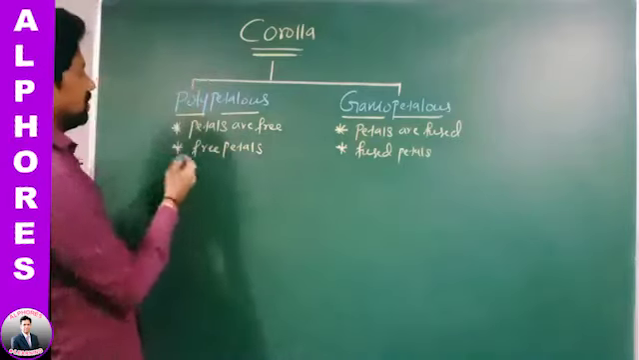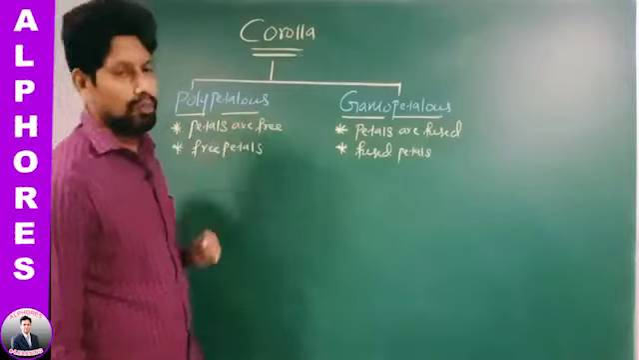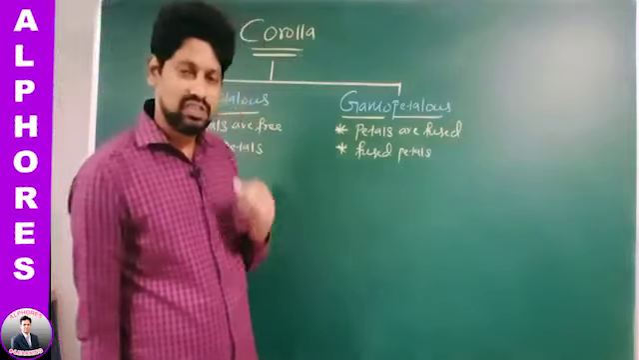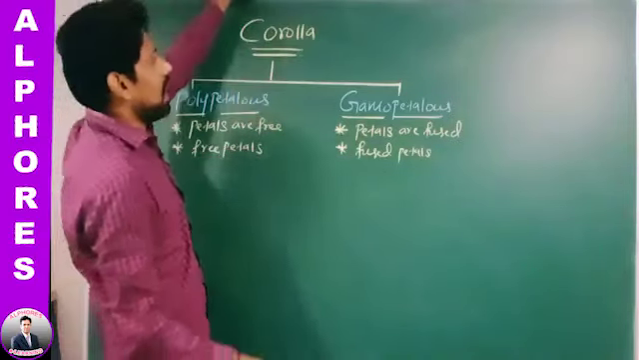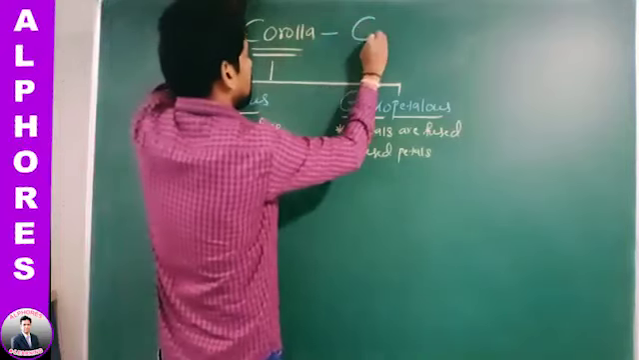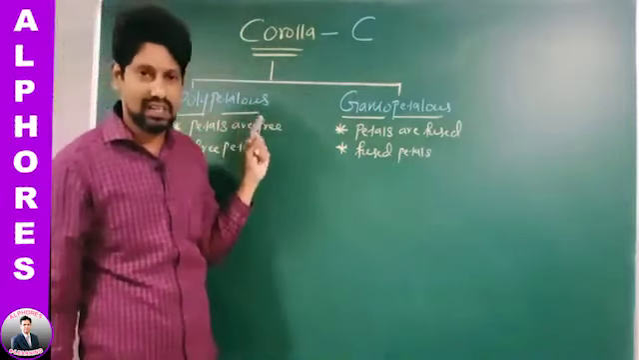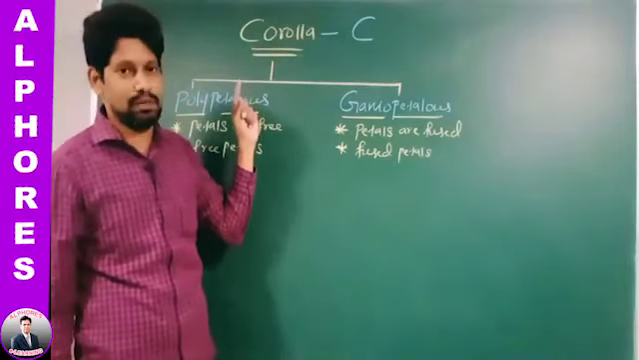Now let us go to examples of polypetalous and gamopetalous condition. First, listen to one statement. Corolla is represented by the symbol C.